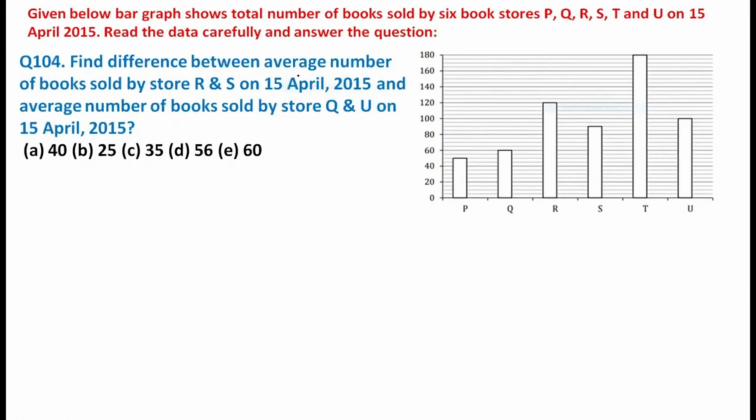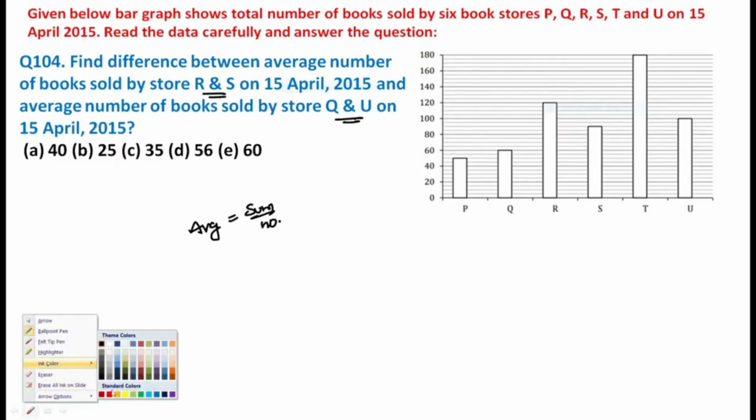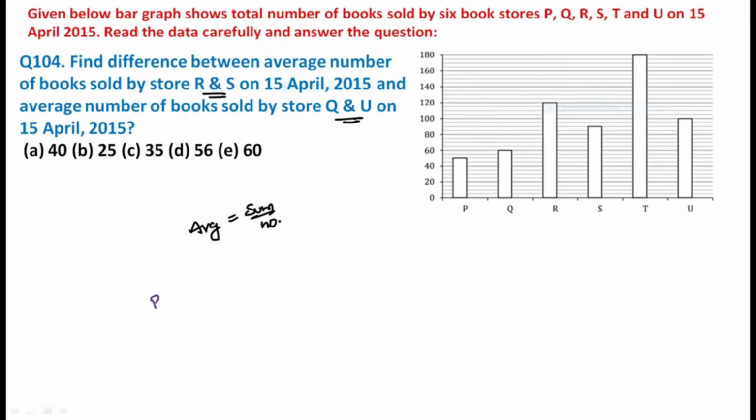For the next one: find the difference between the average number of books sold by stores R and S on the same date, and the average number of books sold by Q and U. You already know the average calculation. For stores R and S, the R value is 120. The S value, guys, you already know each unit is equal to 5, so for S we need to add 10. Now you can get the total value, which is 210, divided by 2 because we need an average. That average value becomes 105.